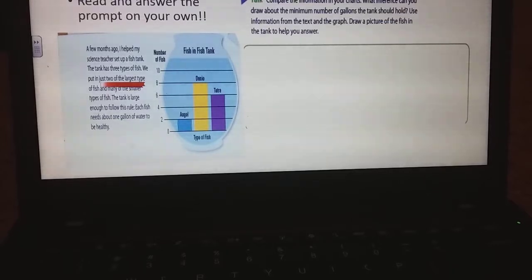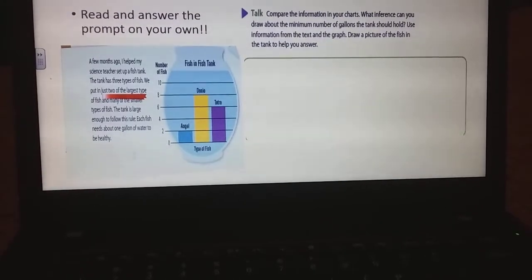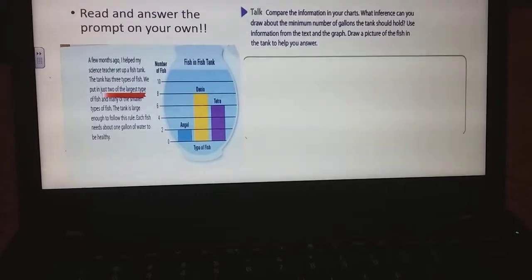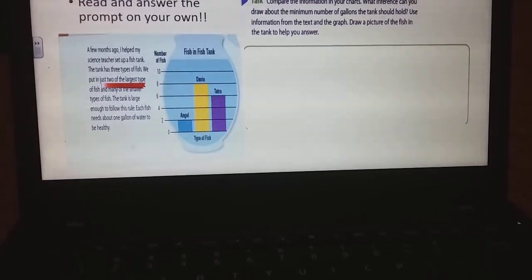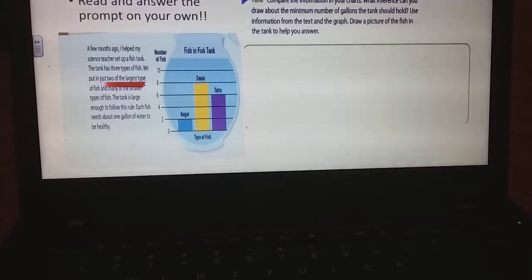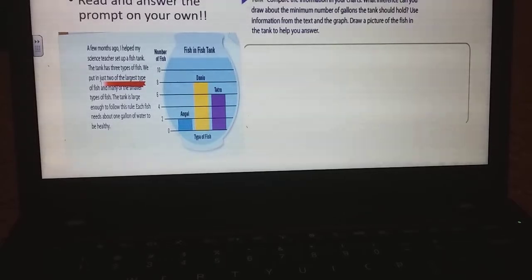Now, here it says, read and answer the prompt on your own. Again, look at the talk section here. It says, compare the information in your charts. What inference can you draw about the minimum number of gallons the tank should hold? Use information from the text and the graph, and it wants you to draw a picture of the fish in the tank to help you answer.